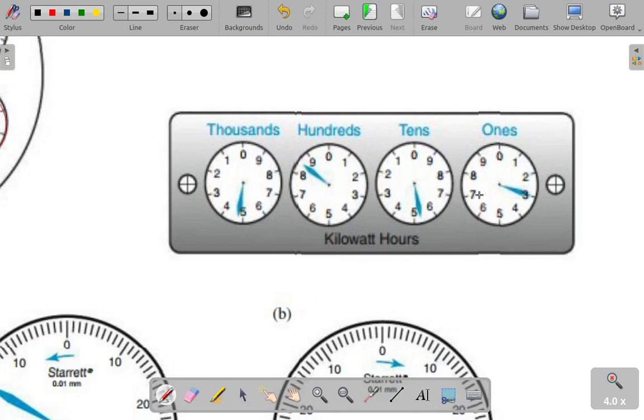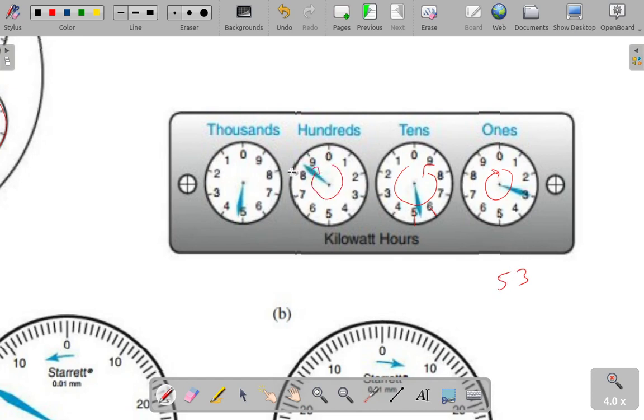Sometimes with non-digital watt meters, you see the same sort of thing. And again, this is because it's gear driven. So the ones place, this one, it looks like it's clockwise. So we get a 3 there. This one is measured counterclockwise. We're past the 5, but not yet to the 6, so we'd have a 5 there.